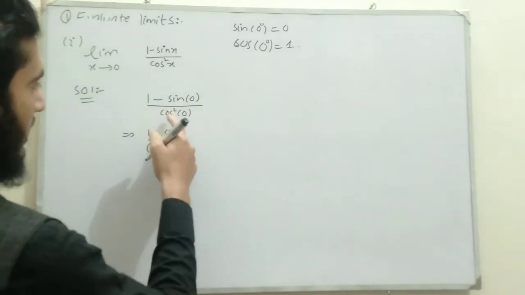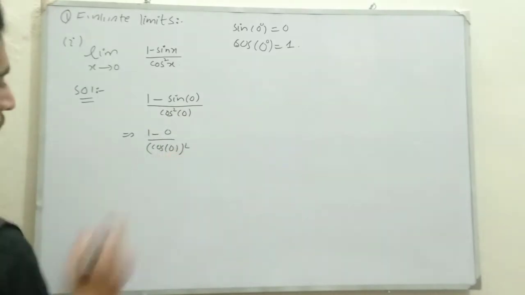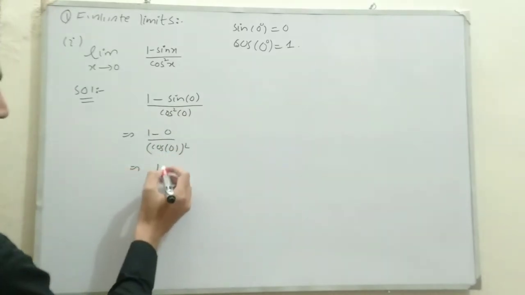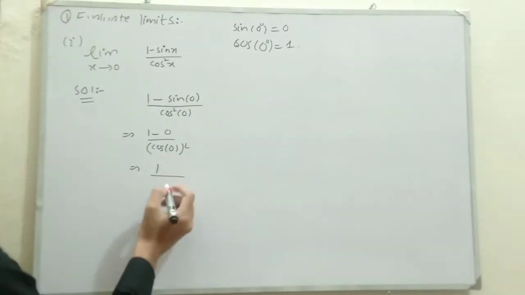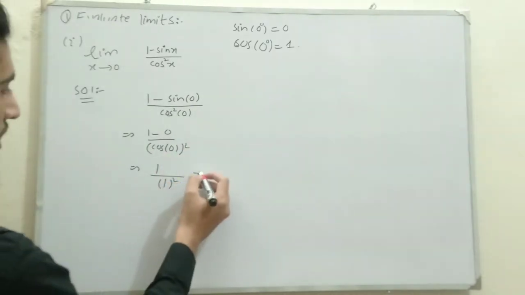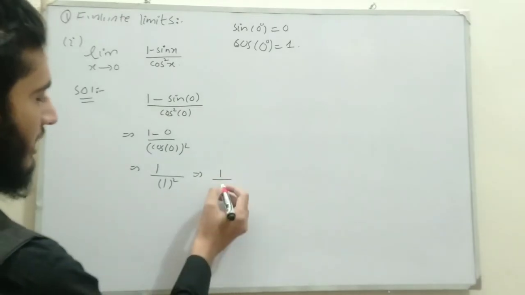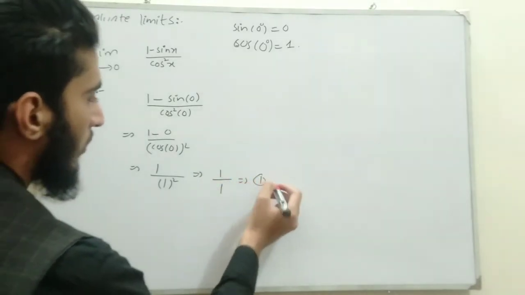The square is on both cos and 0, so it becomes cos 0 whole squared. After this, 1 minus 0 gives us 1, divided by cos of 0, which is equal to 1. So put 1 over here, and it becomes 1 squared. So 1 divided by 1 squared gives us 1. So the result will be 1.